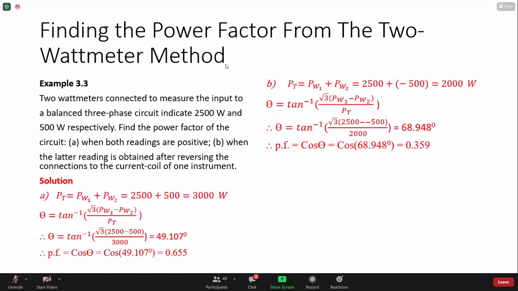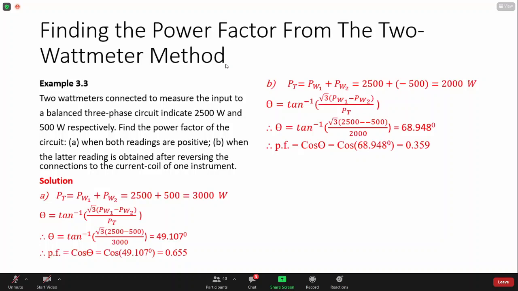All right, so 2 wattmeters connected to measure the input to a balanced 3-phase circuit indicate 2,500 watts and 500 watts respectively. Find the power factor of the circuit when A, both readings are positive, and B, when the latter reading, that will be the 500 watts, is obtained after reversing the connection to the current coil of one instrument.